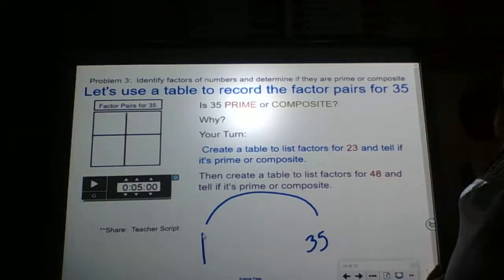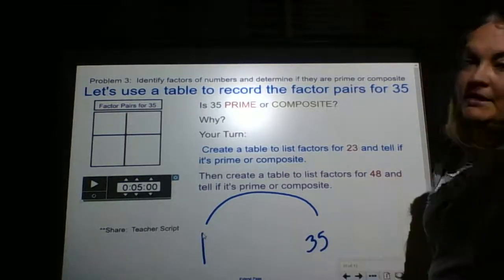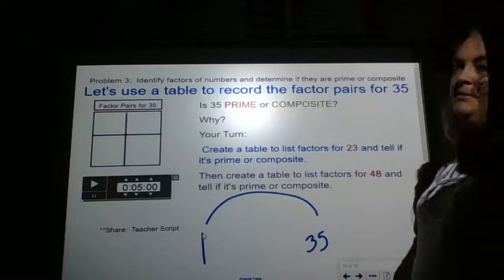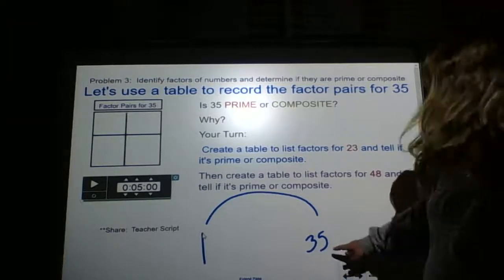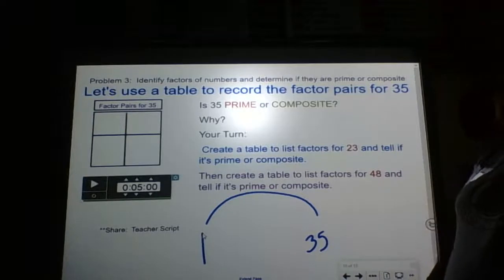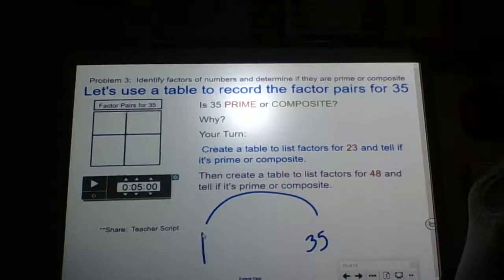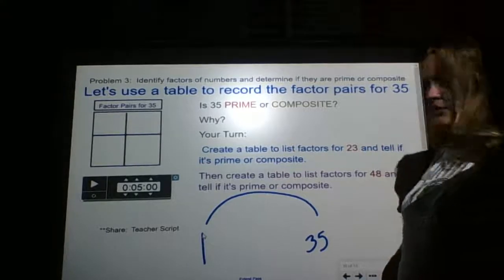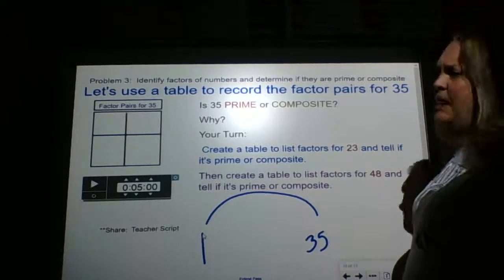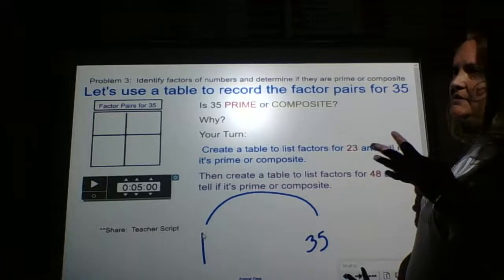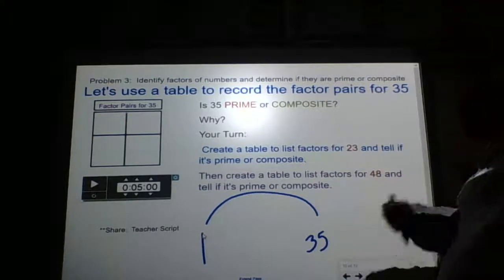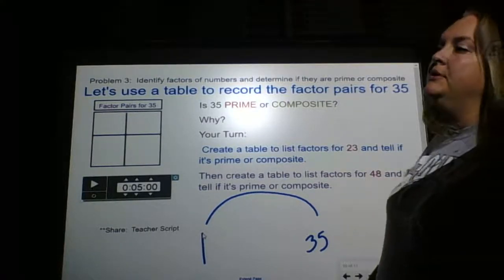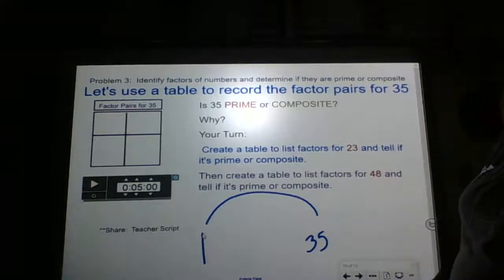Okay, if I skip count by 2, I'm never going to hit 35. And a quick way to tell that is 2 will only be a factor of even numbers. And 35 is odd, so 2 won't work. All right, if I skip count by 3, well, I know that 3 times 12 is 36. So I'm not going to get to 35. What about if I skip count by 4? 4, 8, 12, 16, 20, 24, 28, 32. Nope, it goes to 36. That's not going to work.